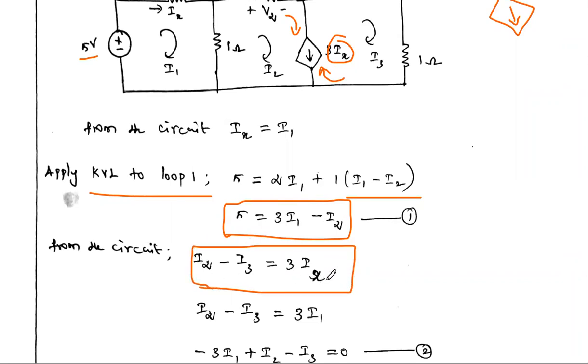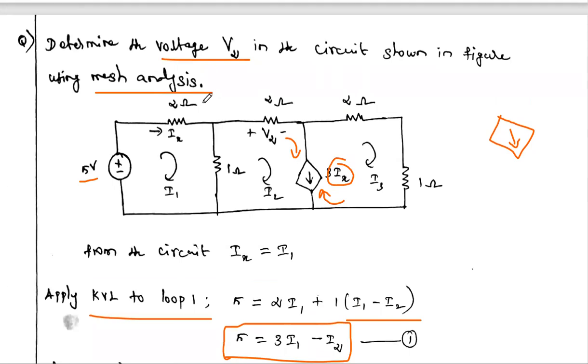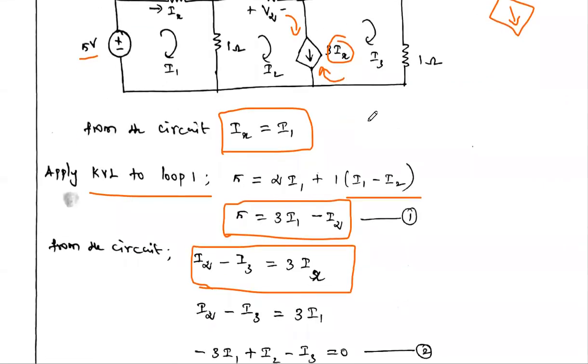Okay, then what is Ix here? Here Ix is nothing but the current flowing through this 2 ohm resistor. So what is the actual current flowing through this 2 ohm resistor we are taking? It is the loop current I1. So Ix is equal to I1. Now instead of this Ix, you may substitute I1.